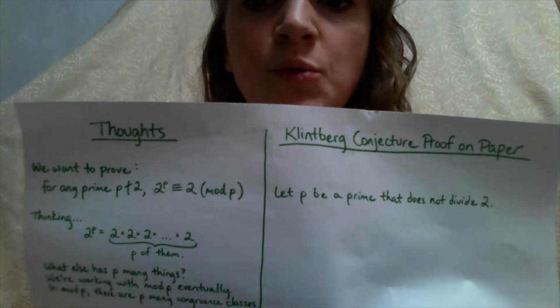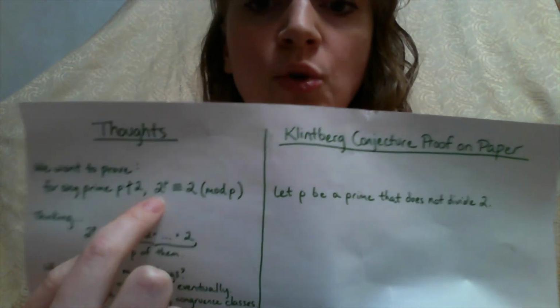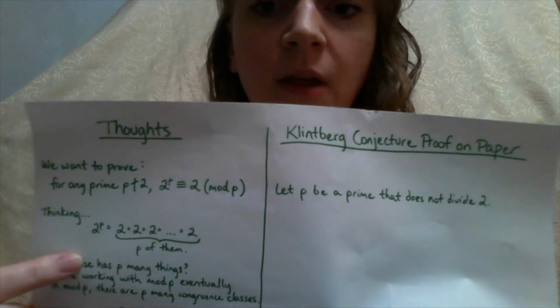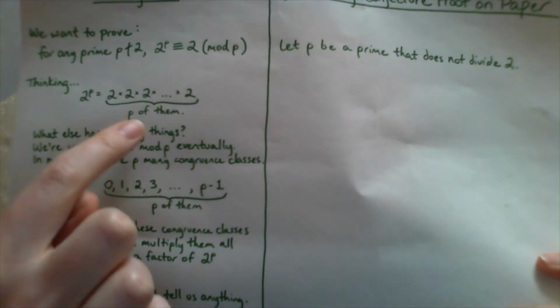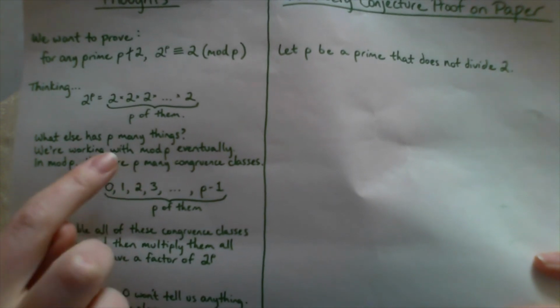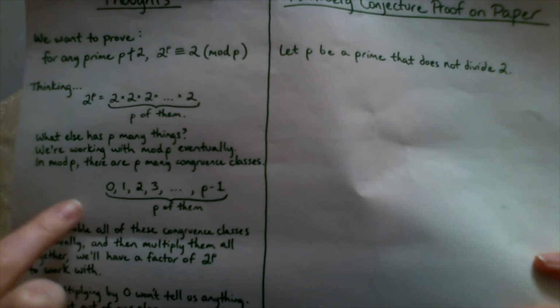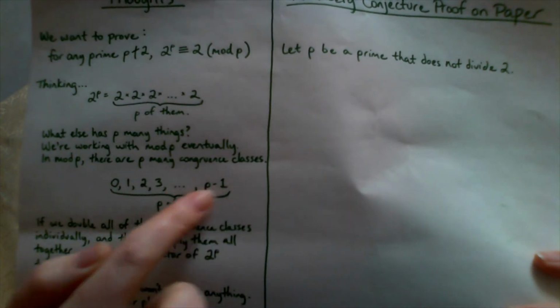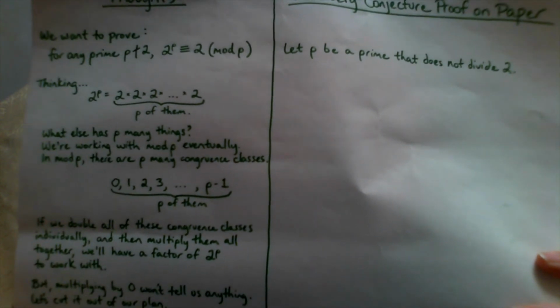Now let's take a look at this. We want this result. So what can we do with 2 to the power of p? Let's think about this. We think, we have p many of something. What else has p many things? We're dealing with mod. Maybe we should look at some congruence classes. There are p many of the congruence classes in mod p. Maybe that will be useful.